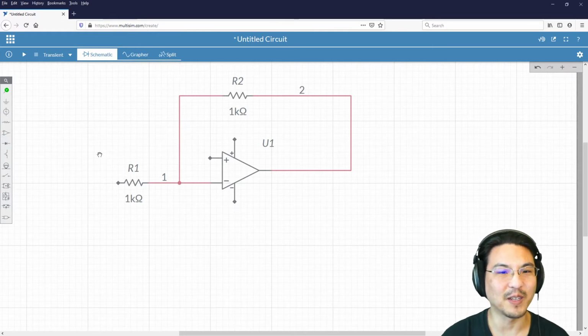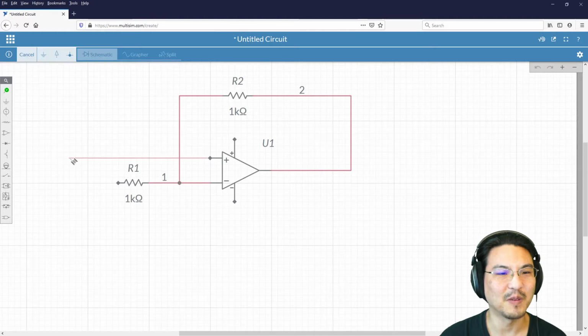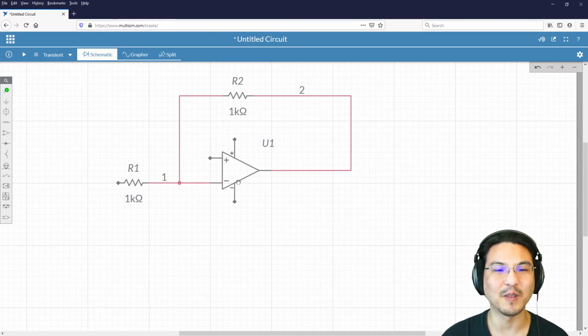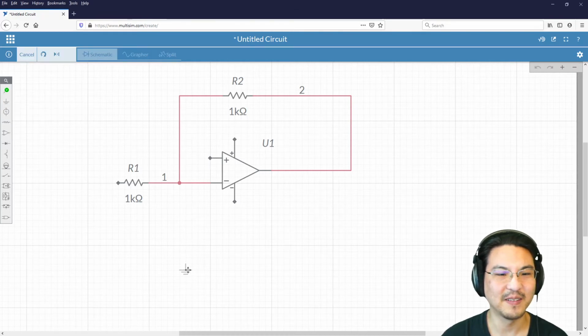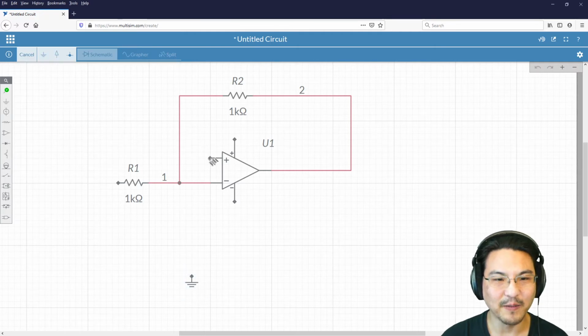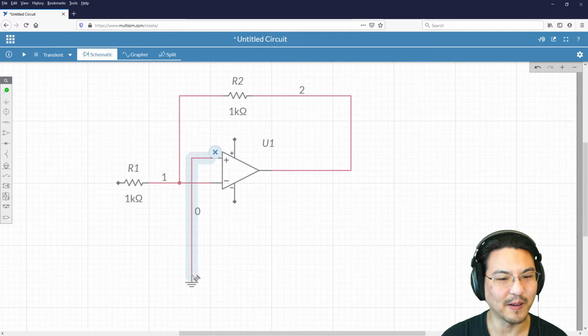For a non-inverting amplifier, your input signal will go here instead, but then the feedback will still go toward the inverting input. We'll talk about that next week. Okay, and then let's see. I'm going to put a ground here somewhere. And then the non-inverting input, I'm just going to tie straight to ground.